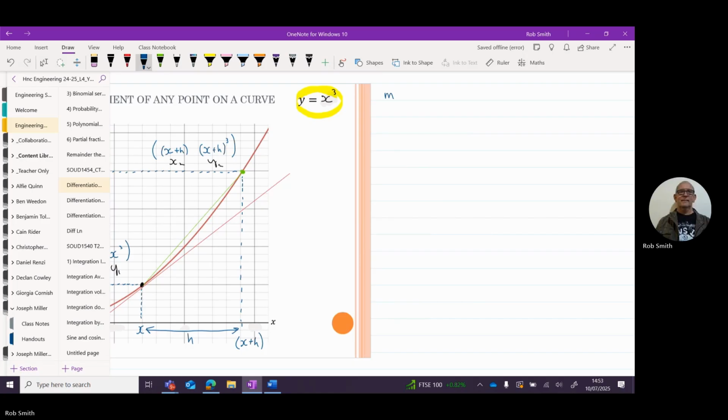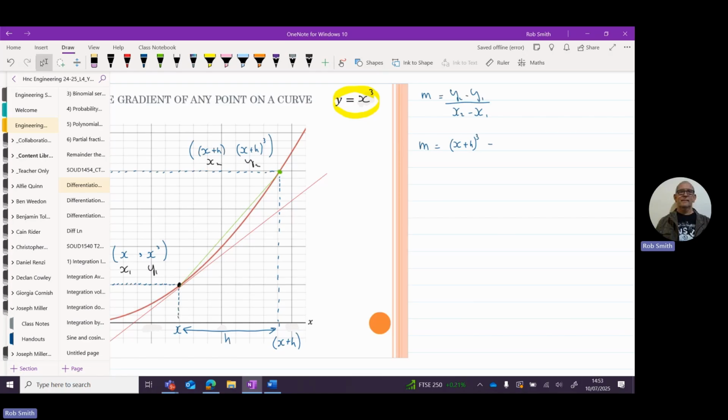M is going to equal y2 take away y1, divided by x2 take away x1. Standard formula for that. So substituting the values in, we have y2. y2 is x plus h, all to the power of 3, sorry. Take away y1, and y1 is just x to the power of 3. And that's going to be divided by x2, and x2 is the same as last time. It's just going to be x plus h, sorry, take away x.